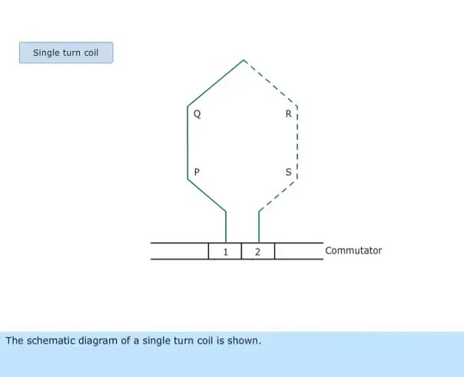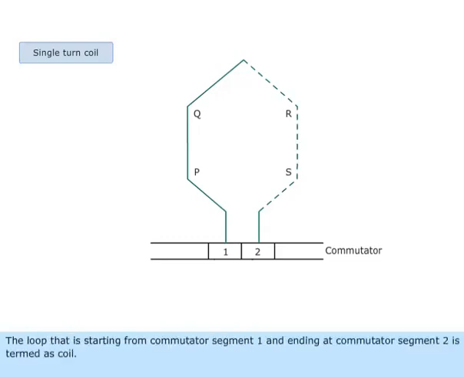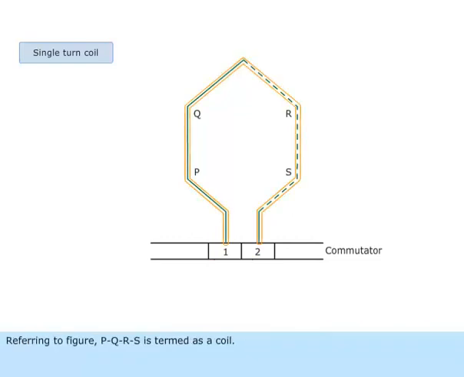The schematic diagram of a single-turn coil is shown. The loop that is starting from commutator segment 1 and ending at commutator segment 2 is termed as coil. Referring to figure, PQRS is termed as a coil. A coil consists of two coil sides or conductors.